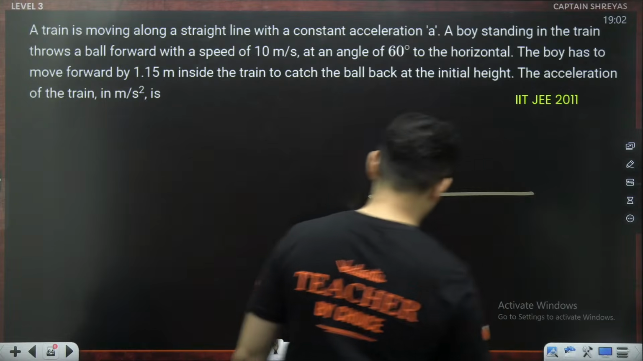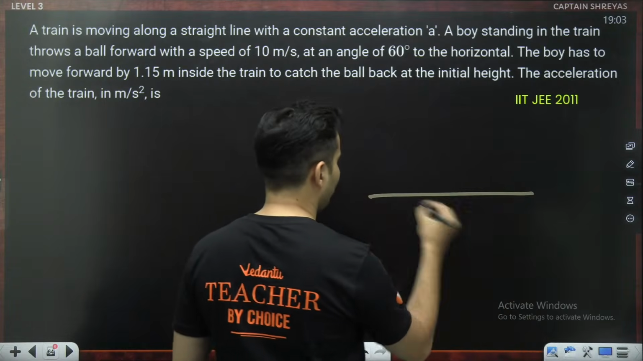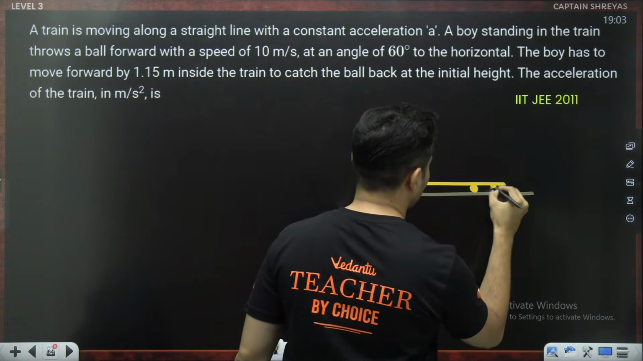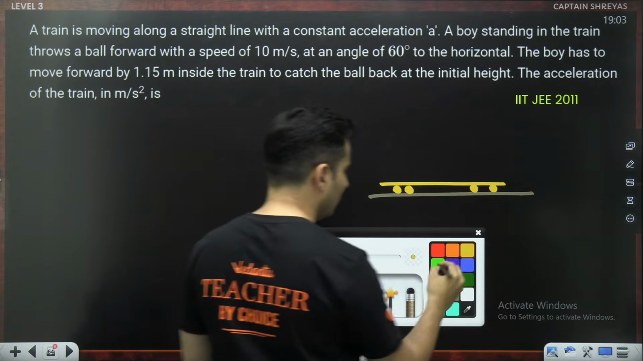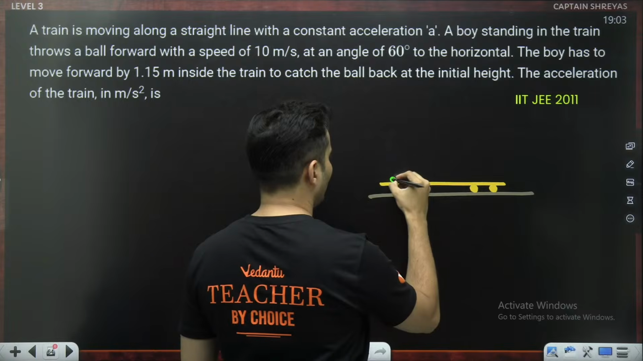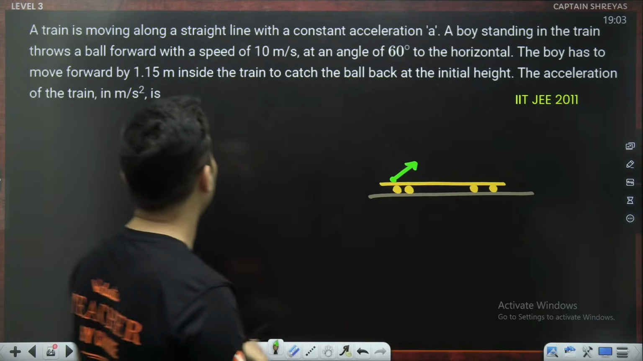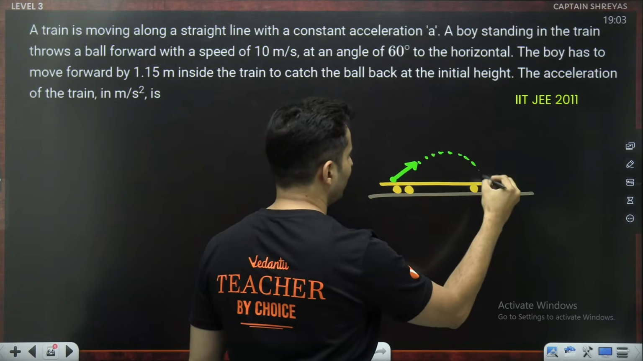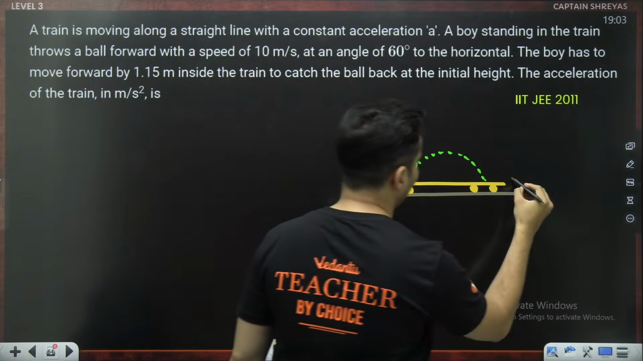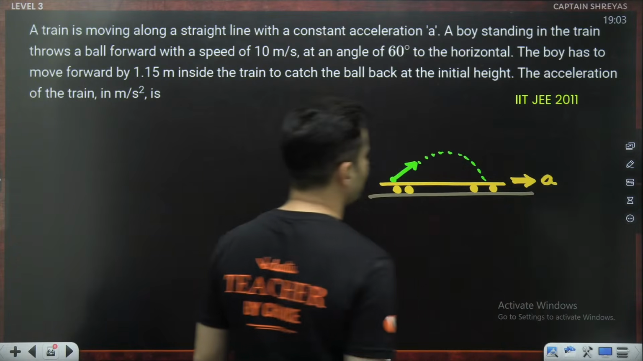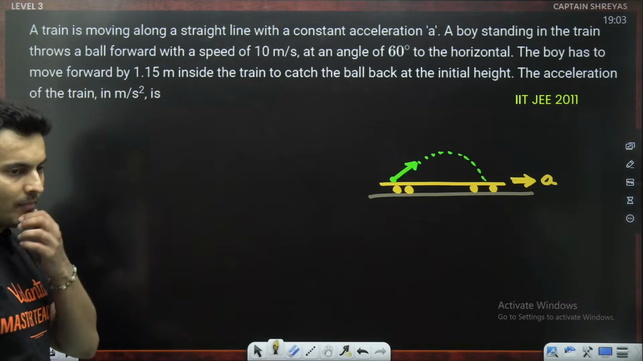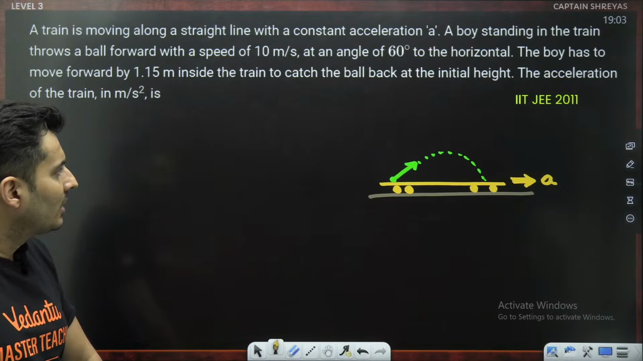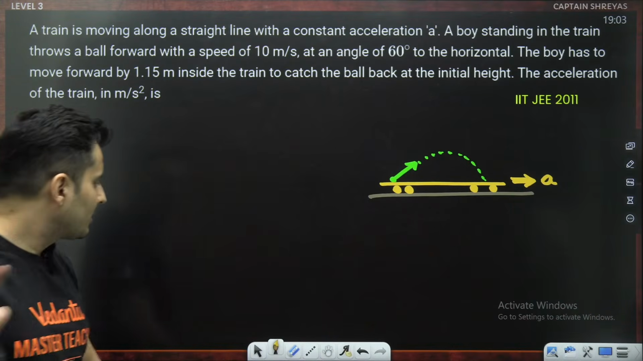So this is the railway track. This is the train. I'm not showing the complete part of it. And this ball was thrown like this with some angle at some speed inside the train. So the ball will go and fall somewhere over here. Meanwhile, the train is also having some acceleration. Interesting. Now you have to take the motion into two parts.